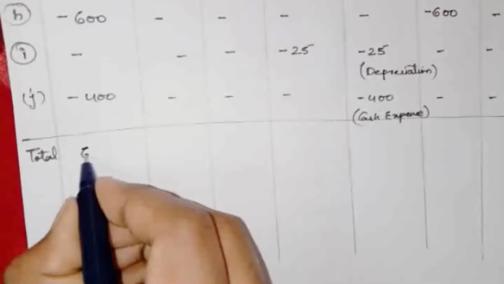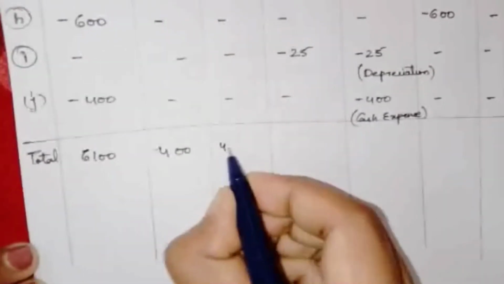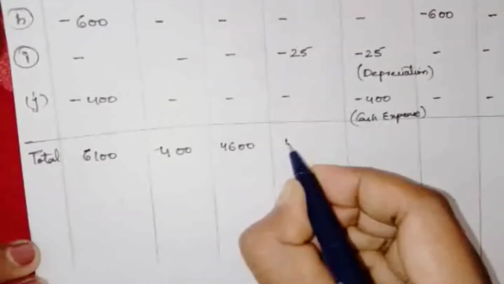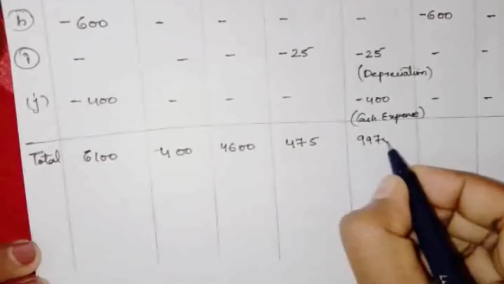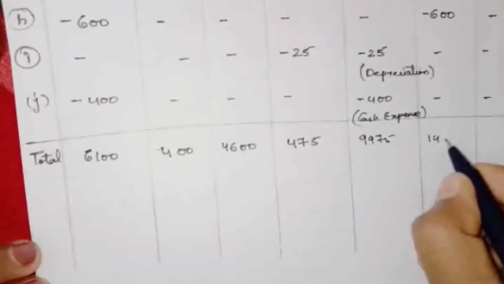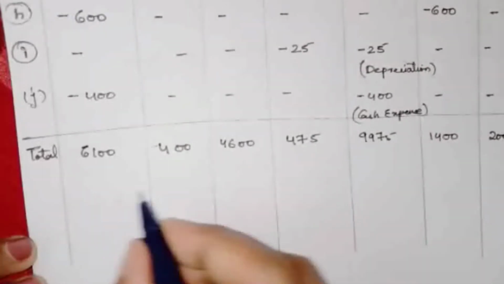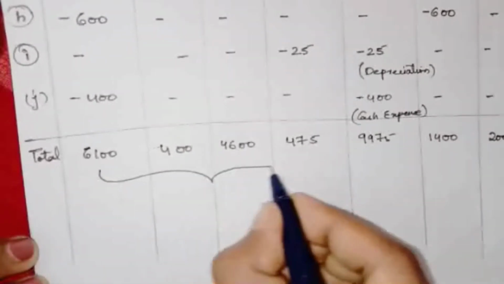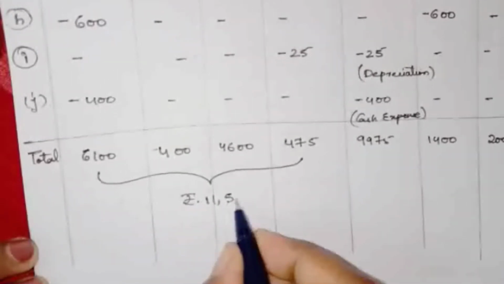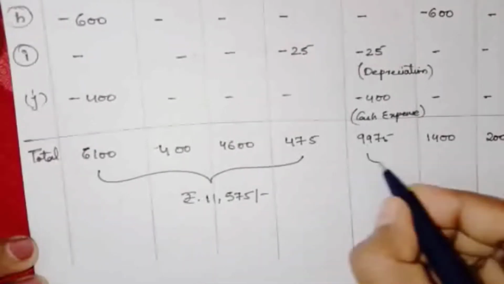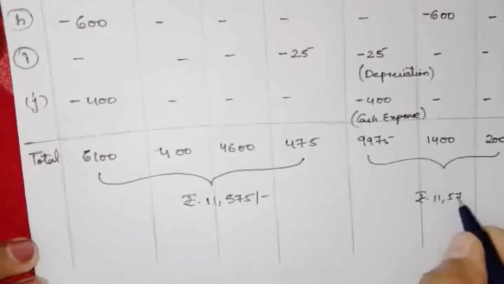Then comes the total column. Cash 6,100. And next 400. Stock 4,600. 475 is equipment. Capital 9,975. And 1,400 is of creditors balance, and remaining 200 is rent outstanding. So the total comes to 11,575.